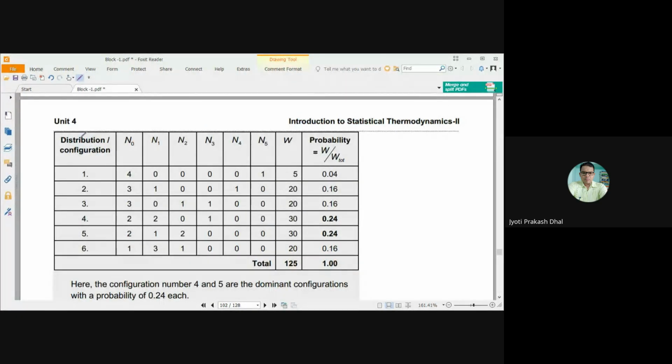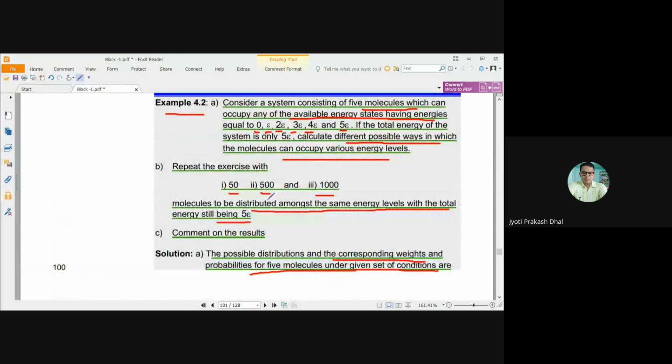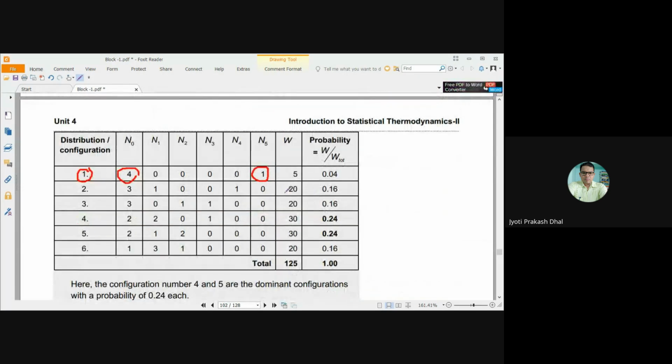So here is the distribution or configuration. This is the first distribution. In the first distribution, we put 4 molecules at the 0 energy level and 1 molecule at the 5 epsilon energy level. So the total energy of the system will become 5 epsilon. Here W equals 5 and hence the probability equals W by W total, that is equal to 0.04.